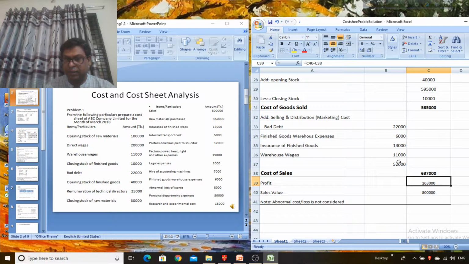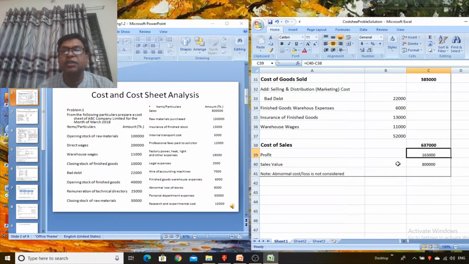Now it is given that the total sales is 8 lakh taka, so we will get the profit by subtracting the cost of sales from the sales value. It will be a profit of 1,63,000 taka. Let me check. 1,63,000 taka.